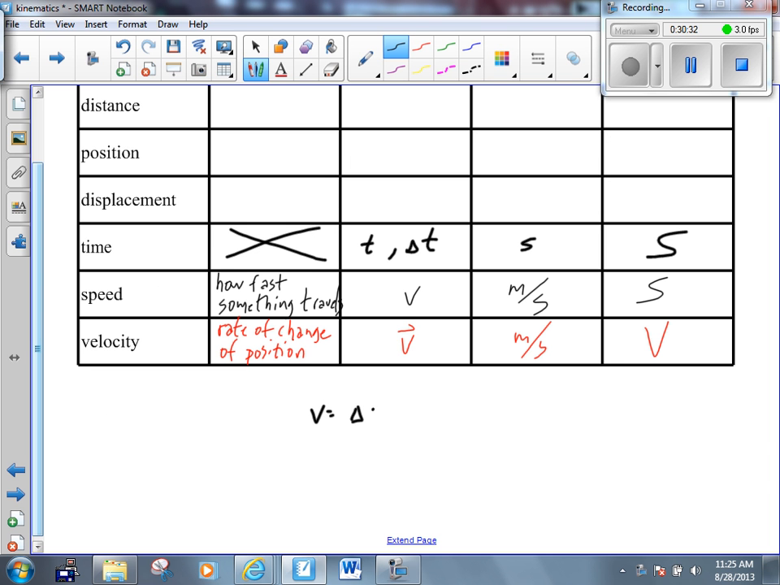I'm going to give you an equation here for speed. It's going to be distance over time. The equation for velocity is going to look almost the same, but we're going to make it displacement over time.